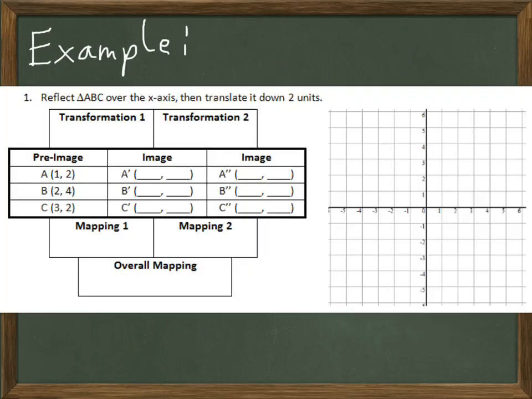Okay, in this first example, we're going to reflect triangle ABC over the x-axis and then translate it down 2 units. So we've got our two transformations. The first transformation is to reflect over the x-axis. Then the second transformation is to translate it down 2 units. Notice the importance of the word then. The word then tells you which transformation is coming first and which one is going to happen second.